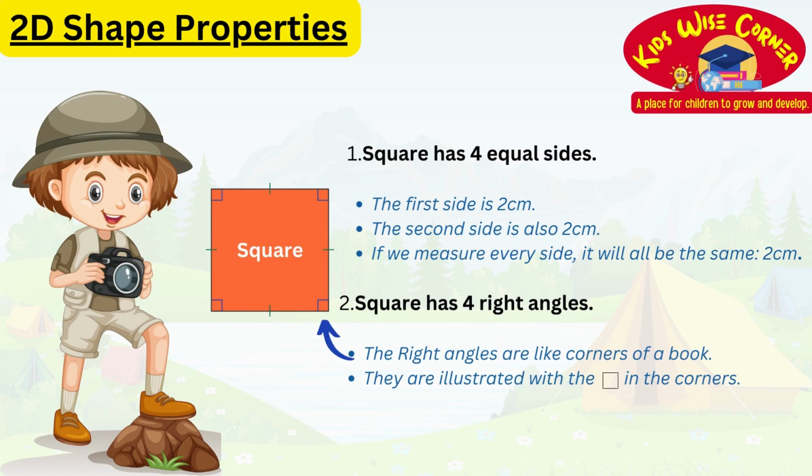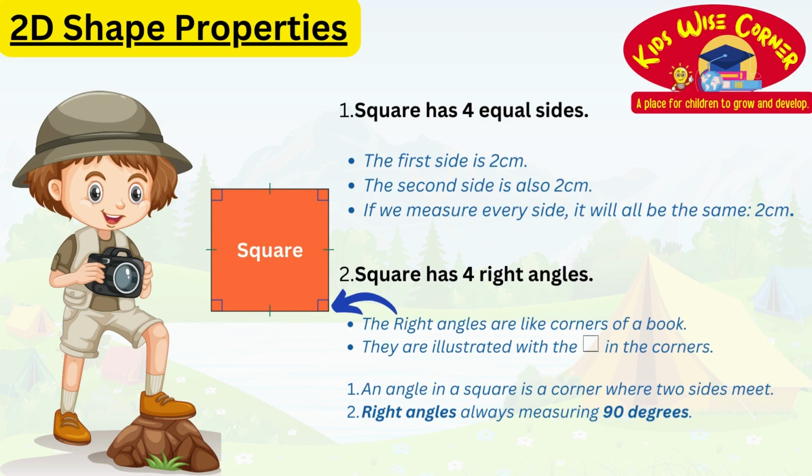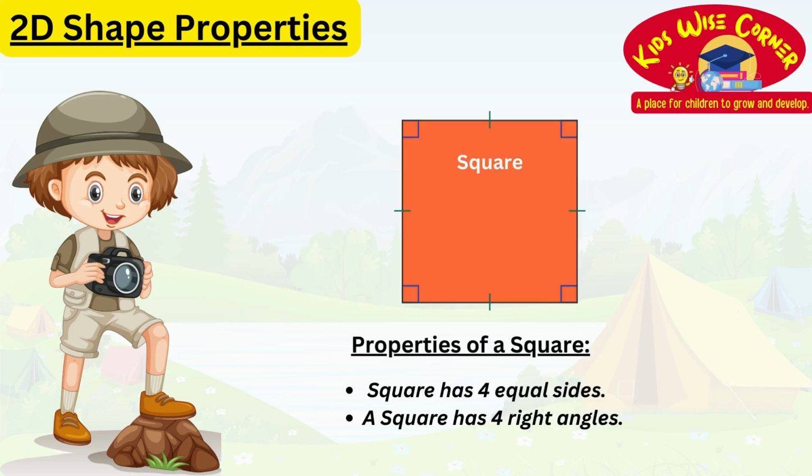An angle in a square is a corner where 2 sides meet. They are always measuring 90 degrees. Squares have 4 right angles. Right angles are like corners of a book. They are illustrated in the square with the box image indicated by the arrow in the corners. To recap, properties of a square. Square has 4 equal sides. Square has 4 right angles.